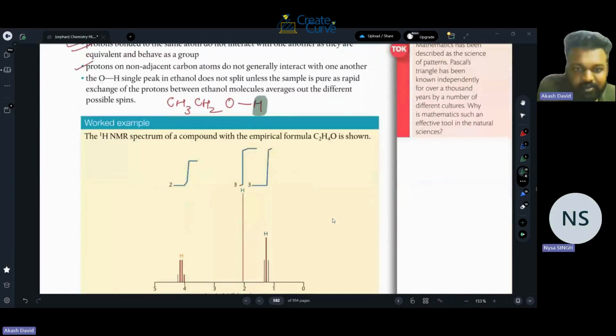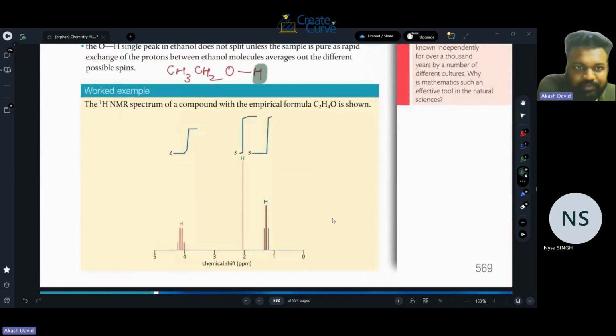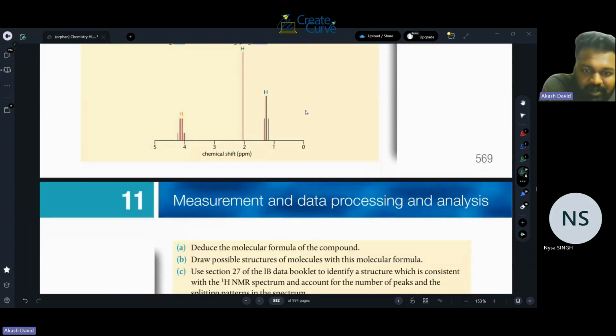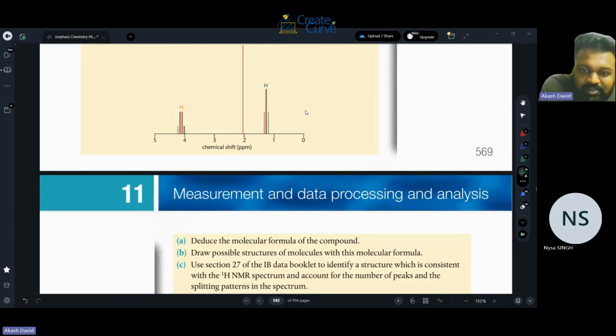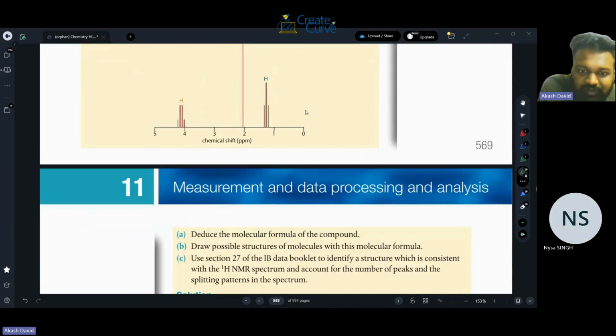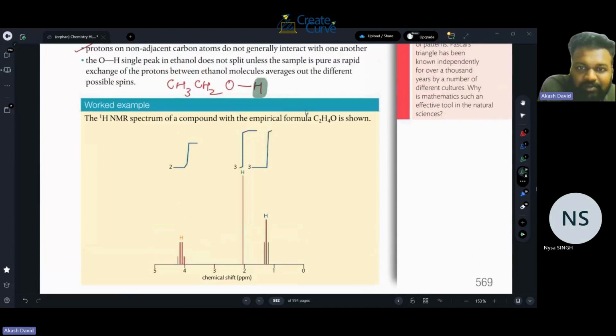Yeah. So here is an example. The empirical formula of the compound is already given. The peaks are already given. So we need to figure out what that means. In this case, the formula is given. What is the question? Deduce the molecular formula of the compound. Draw the possible structures of the molecule with this formula and use the section. Let's first of all figure out what the molecular formula of the compound is.